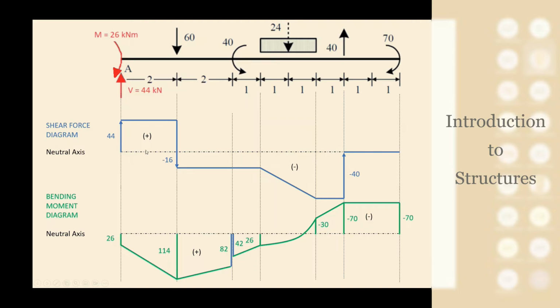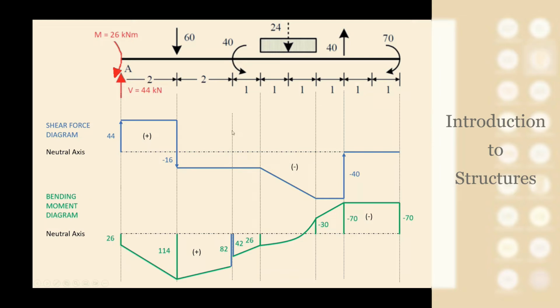You see that the shear force diagram is positive when it's sketched on top of the neutral axis, which is this one, and it's negative when you sketch under the neutral axis. But in the bending moment diagram, exactly the opposite happens. So it's positive when it's under, and it's negative when it's on top. So this is just a detail to see the differences.